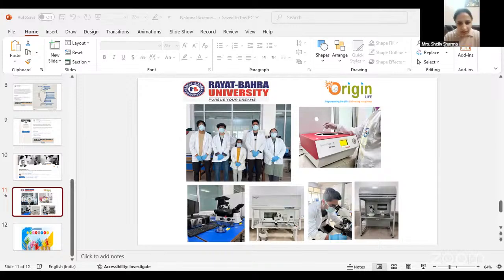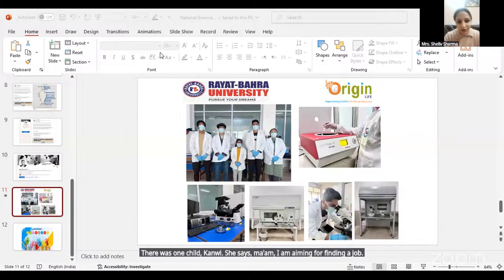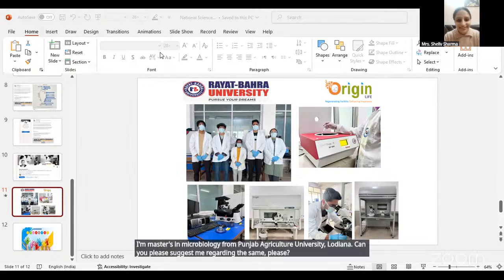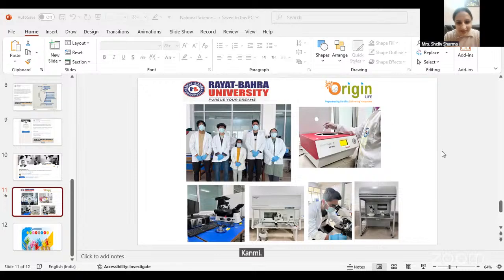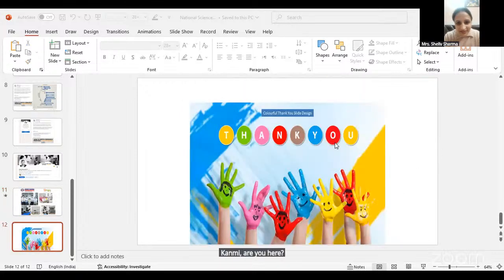There was one child, Kanvi. She says, ma'am, I am aiming for a master's in microbiology from Punjab Agriculture University, Ludhiana. Can you please suggest something regarding the same? Kanvi, are you here? I think you are here. It's a direct message. So, sir, kindly help this child.